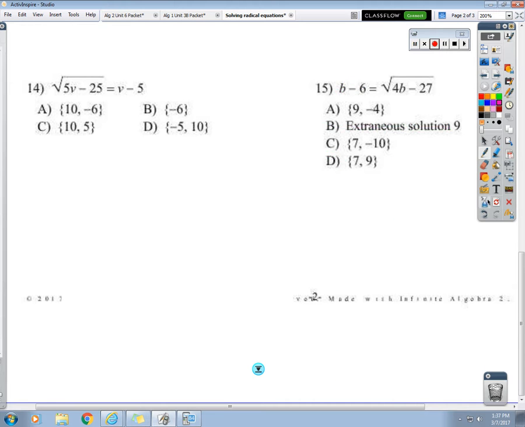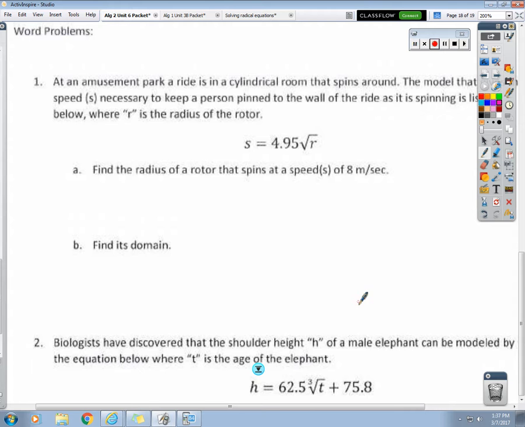Okay, now let's go to today's work, so the last 2 pages of the packet. Today we're doing word problems.